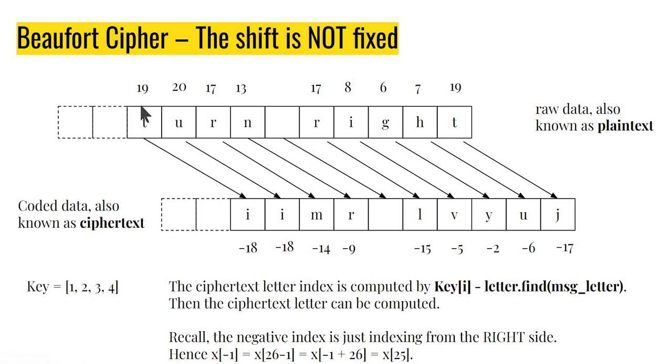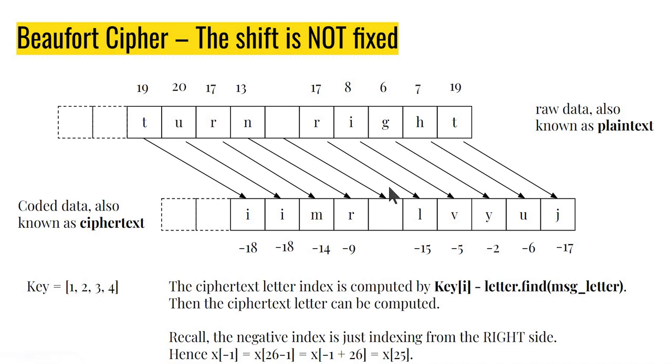Notice 1 minus 19 is minus 18. This looks odd, but remember in Python, I can index lists with a negative index. So all I need to do really is to say letters minus 18, and that is perfectly fine. So that's what I'm doing. So 1 minus 19 is minus 18. 2 minus 20 is also minus 18. 3 minus 17 is minus 14. 4 minus 13 is minus 9. This one nothing happens. I go to 2.